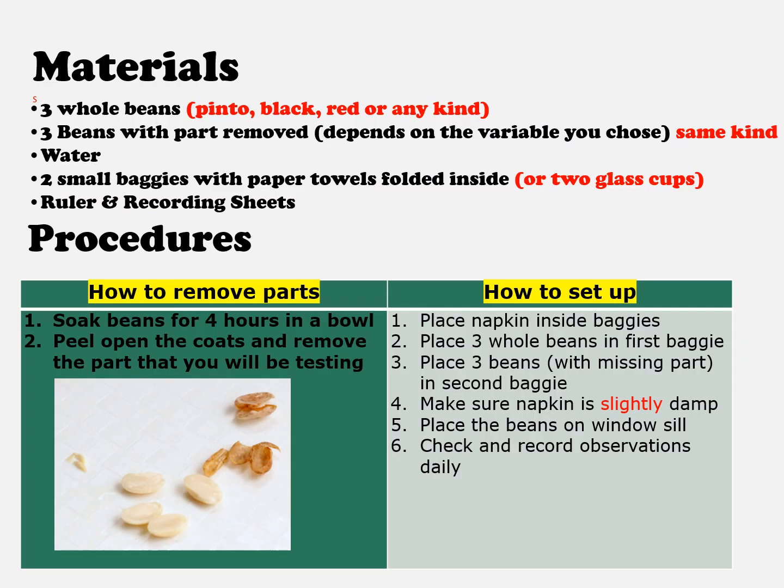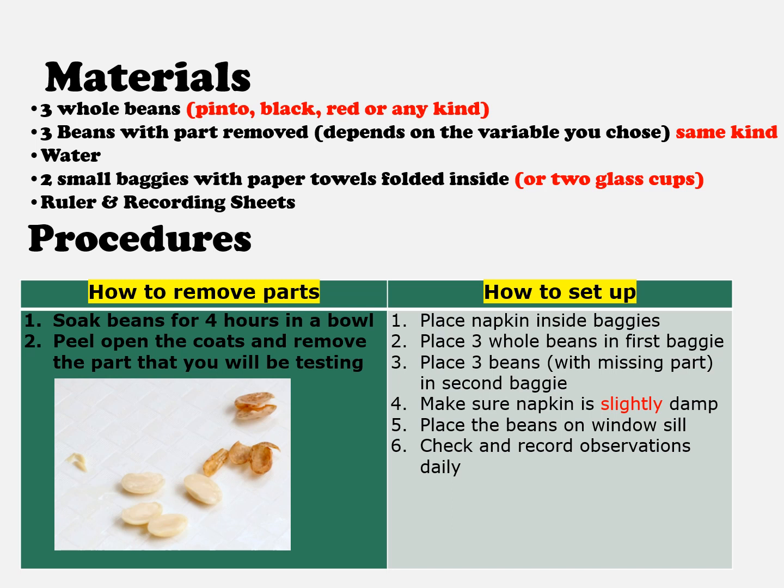Materials: 3 whole beans. And this can be any type of bean. It can be red beans, black beans, pinto bean, as long as the bean is large. You will also need 3 beans with parts removed. It could be 3 beans with no coats, 3 beans with no baby plant, or 3 beans with no bean seed. You will need 2 baggies with paper towels folded inside. And if you don't have baggies, you need 2 glasses. You also need a ruler and recording sheet.